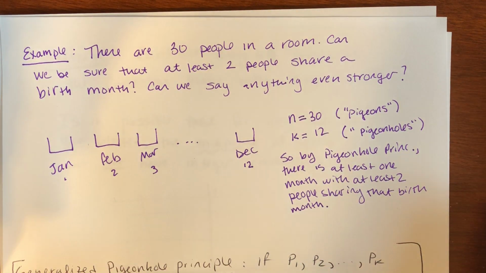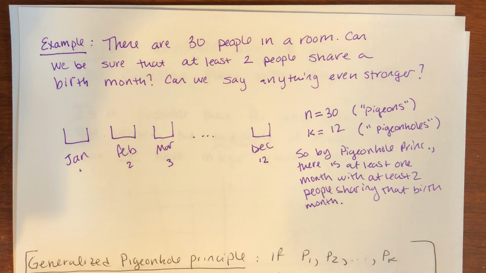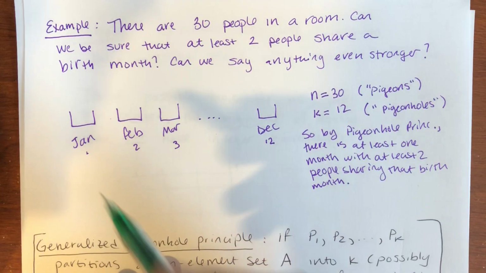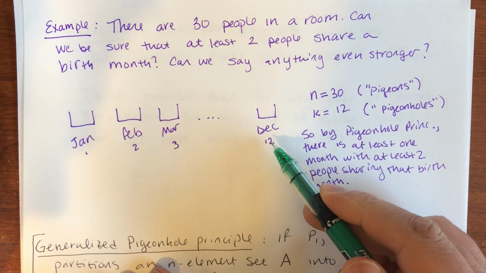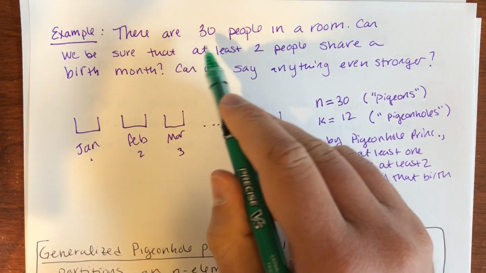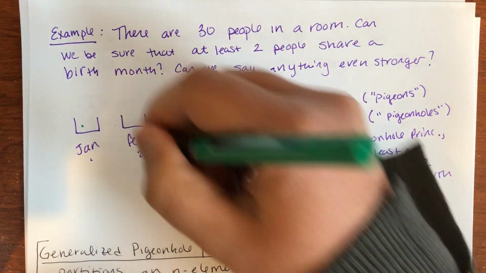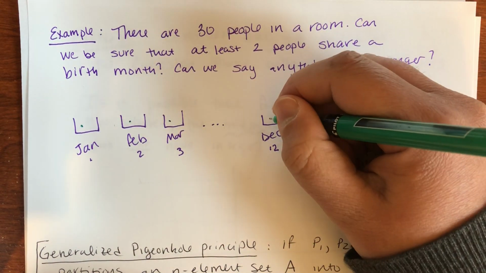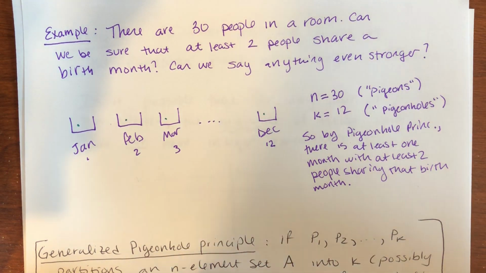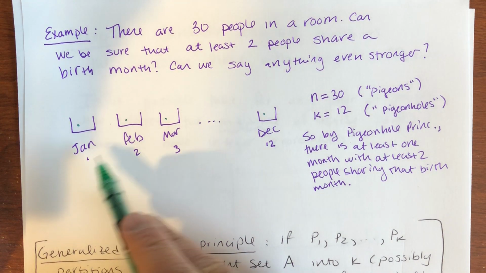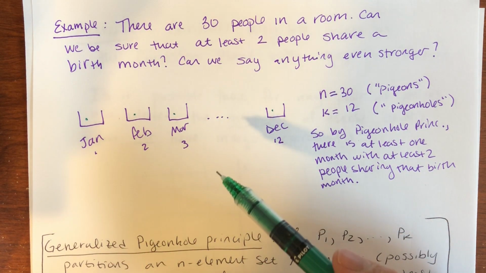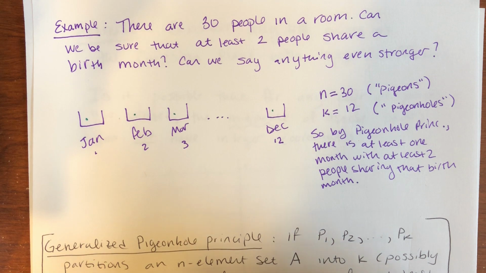Okay, but the follow-up question is, can we say anything stronger? Well, let's think about what would happen here if we actually started dividing up these people. We're guaranteed that there's going to be one of these months with at least 2 people in it. But actually, can we say something more? So if we were to divide up these people as evenly as possible, the first person went into January, the second person was born in February, the third in March, all the way down to the 12th person being born in December, it's after we hit that 12 mark when we can apply the pigeonhole principle and be sure that one of these months has 2 people born in it. Right? So if there are even just 13 people in the room, it doesn't have to be 30, we can be sure that 2 people share a birth month.